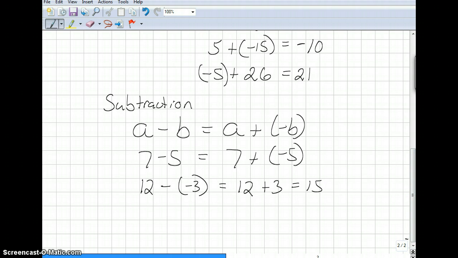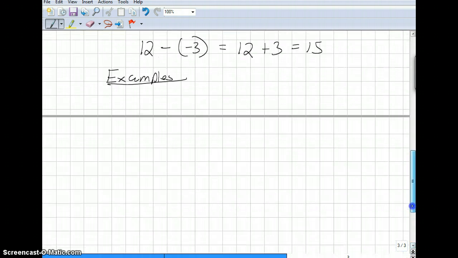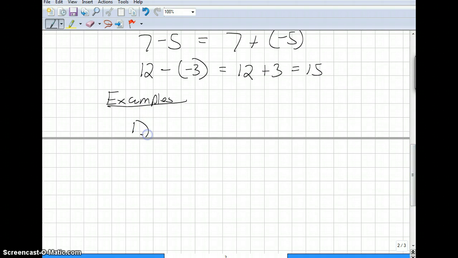Okay? Let's look at some examples. Okay, number 1, if I have negative 17 plus 12, well, I have more negatives than positives, so my answer is going to be negative. And the difference between 17 and 12 is 5. So I have 5 more negatives than I have positives.